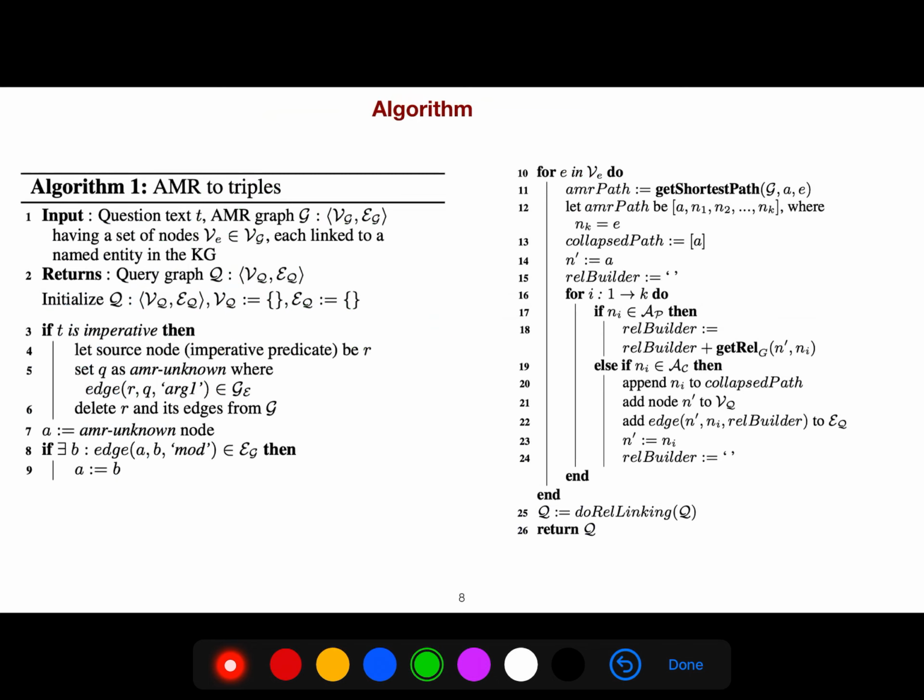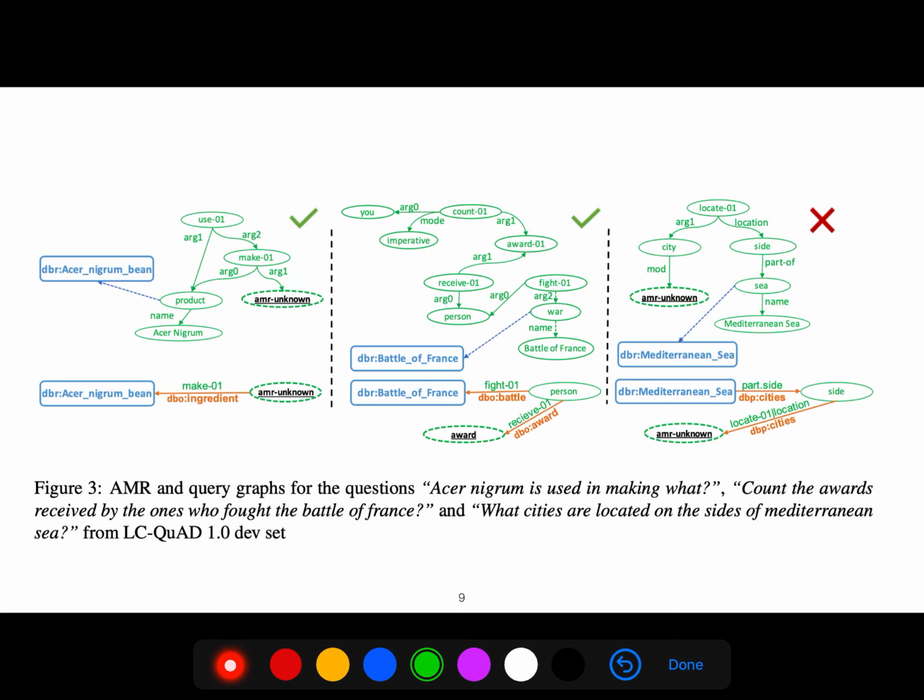So this is the algorithm that is shown here. We need the shortest path after we get the AMR, because we need to convert it to some triples. And this is an example. We are converting it to some triples, and this is the query graph, for example, because we convert it to a query graph, and there is sometimes a mismatch.